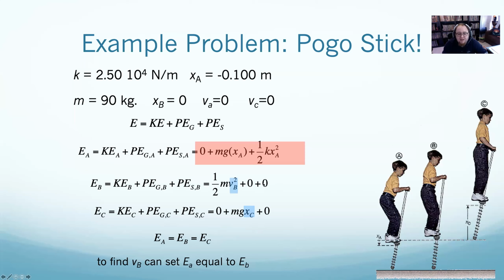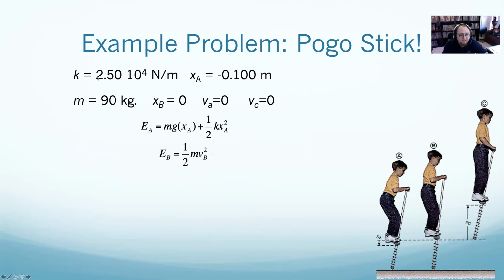And so if I want to find the velocity at B, I can say EB equals EC, but that's not going to help me. I have two unknowns. What I'm going to do is say EA equals EB. And if I set EA equal to EB, I can solve. I'll just say EB equals EA. I did the opposite order.